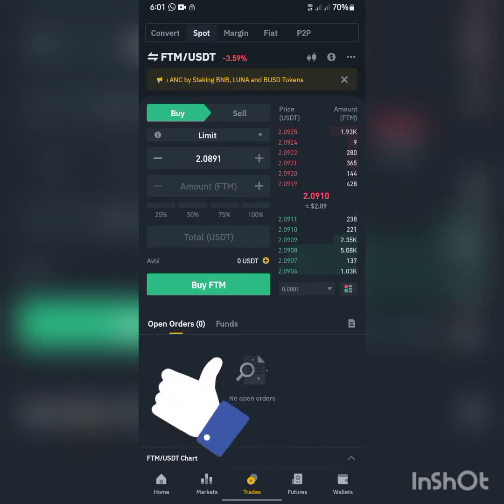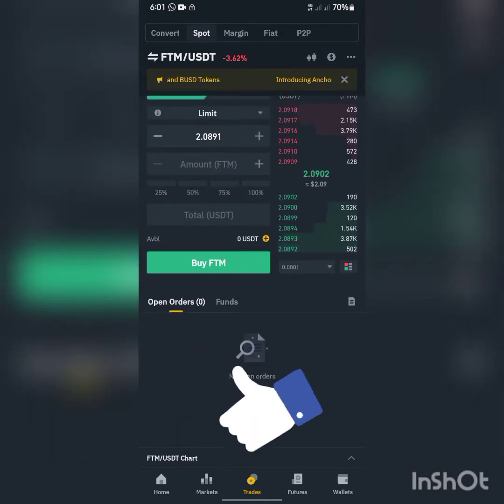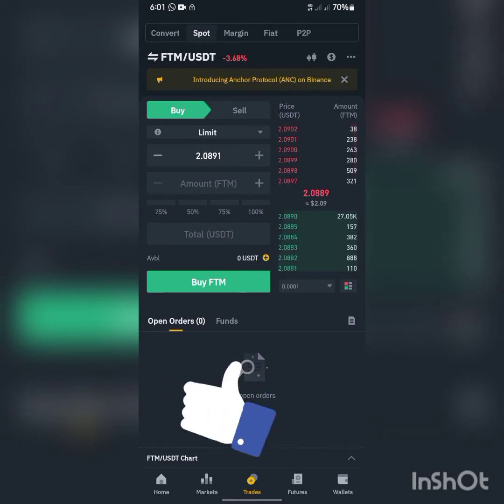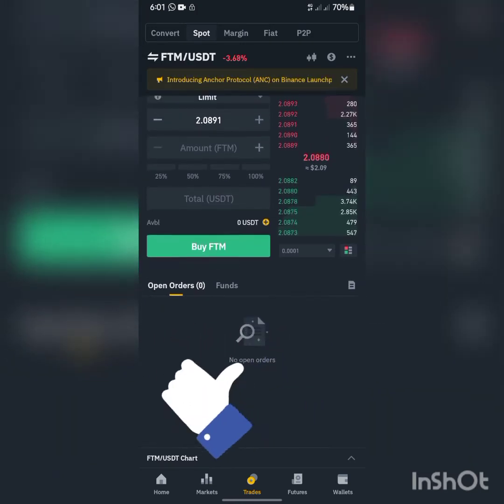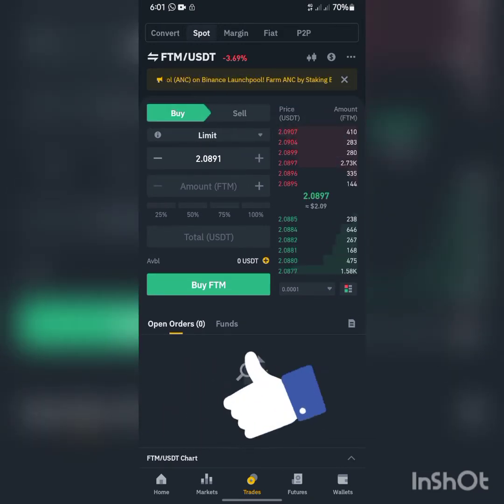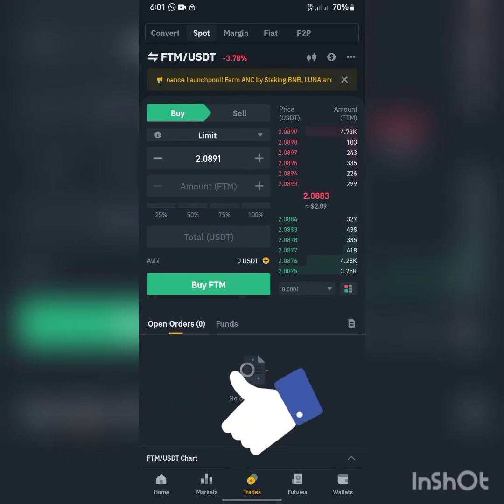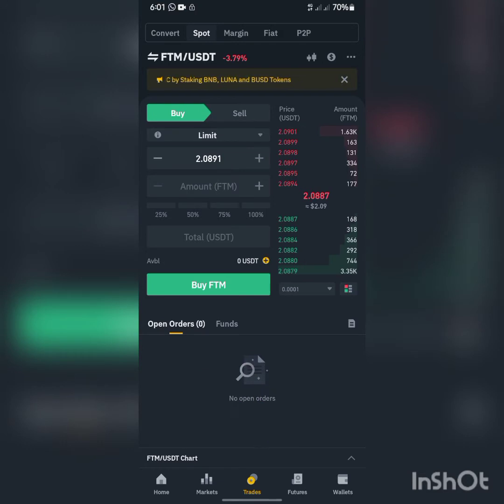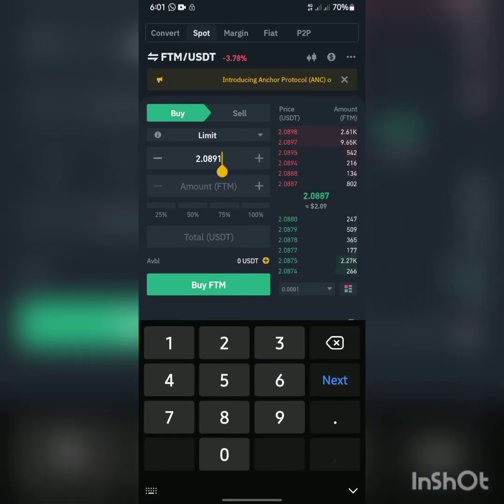First, limit. Limit is like you negotiating with the Binance platform. As you are seeing FTM here at 2.0908, to you this price is too high, so you want to buy at a lower price, maybe because you've done your technical analysis and you're confident FTM might go below this amount. Then you come here below the limit, click on this, and input the figures from your analysis.